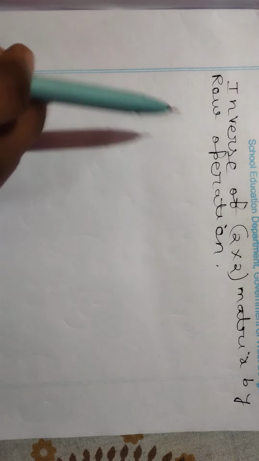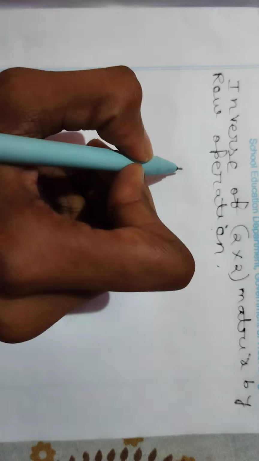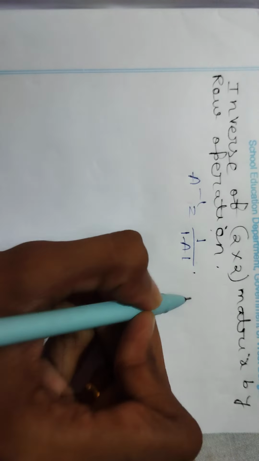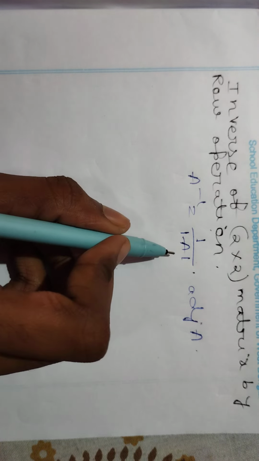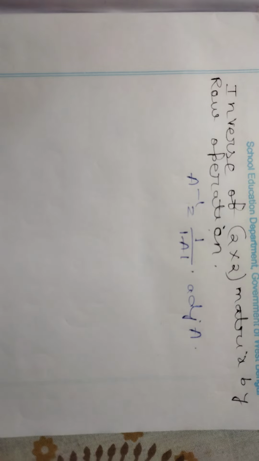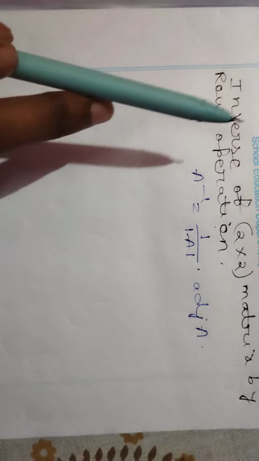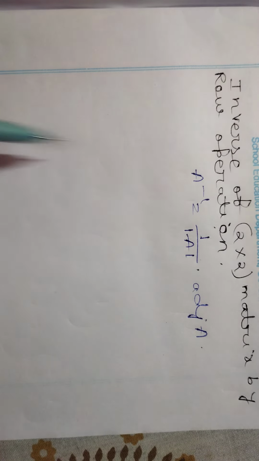Hello everyone, in this video we will understand how we can find the inverse of a 2 cross 2 matrix by row operation. We can find the inverse of a matrix using the normal method also, that is A inverse equal to 1 by determinant of A into adjoint of A, provided determinant of A is not equal to 0 and A is a non-singular matrix, then only A inverse will exist. But in this question we need to find the inverse of a matrix by using row operation only.